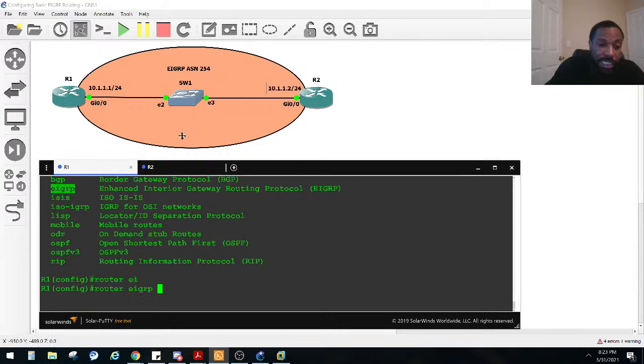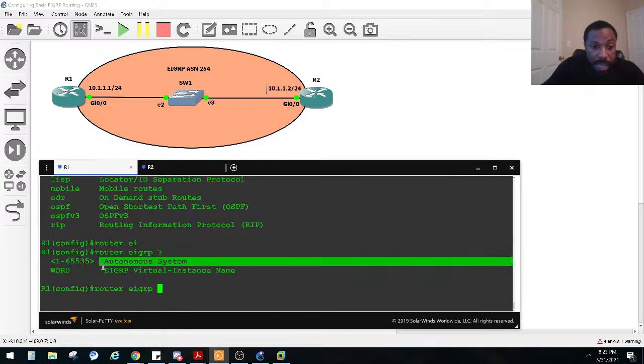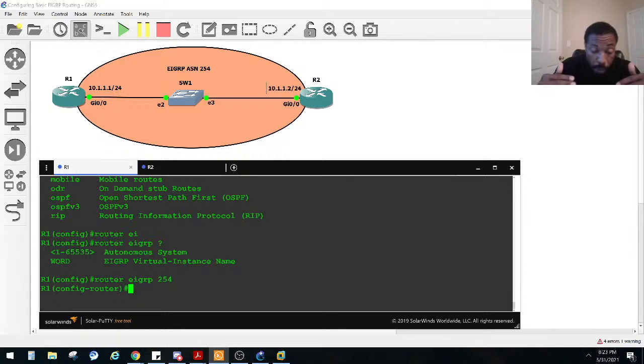So EIGRP, right? And then the ASN is going to be, well, question mark real quick, right? We put the ASN now, and we put in, what is it, 254. Now we're in router config mode for EIGRP, right?